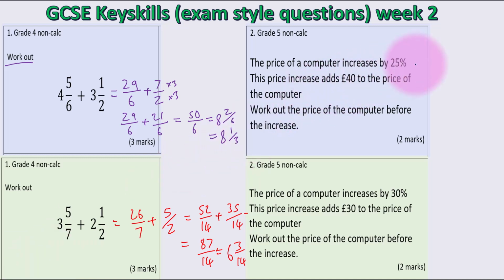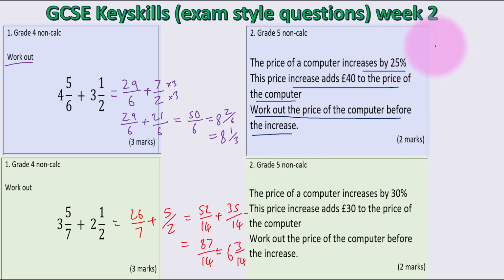Right, let's do this question here. The price of a computer increases by 25%. The price increase adds £40 to the price of the computer. Work out the price of the computer before the increase.